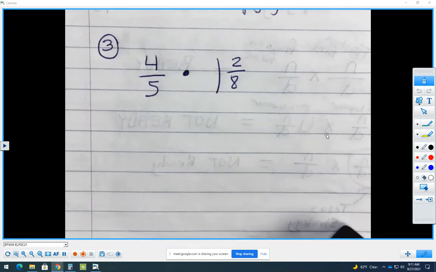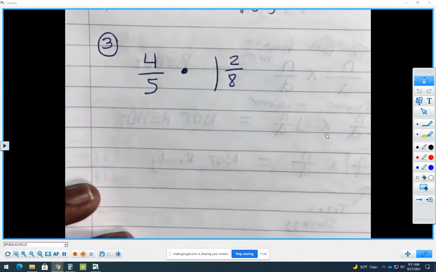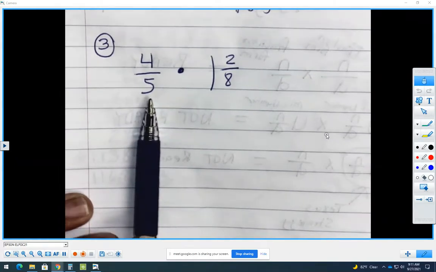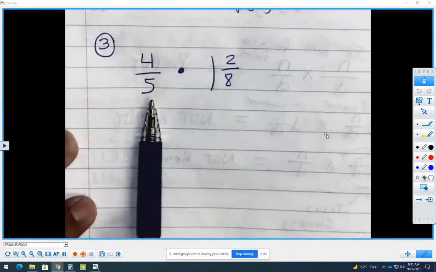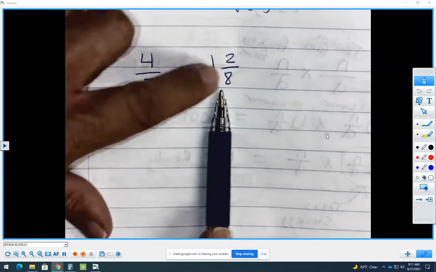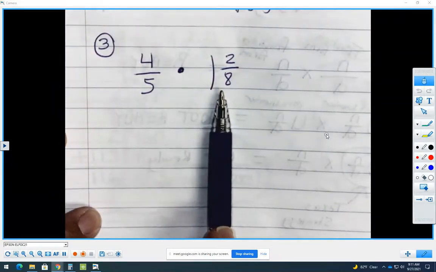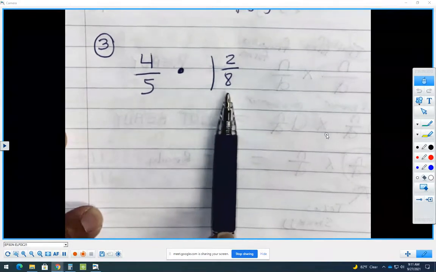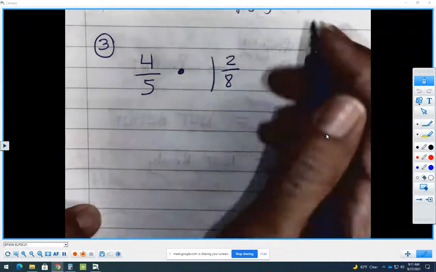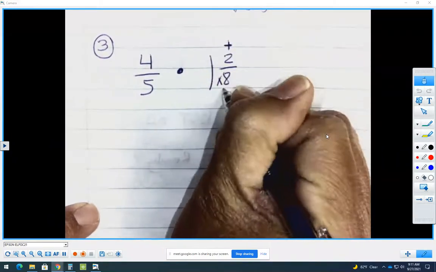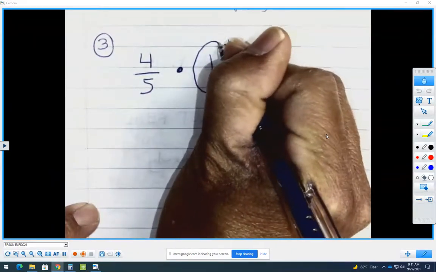So this problem says 4/5 times 1 and 2/8. Your first job: is it ready? Let's start with this guy. Is this guy ready? Yes. Yeah, numerator, denominator, that's good. Is this guy ready? No. It's a mixed number. Okay? So guess what? What strategy do I have to use for this guy to make him ready? Texas. So T, X. And then we're going to go around the world.